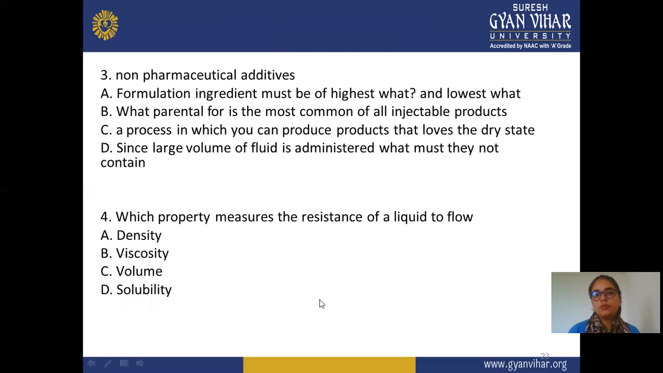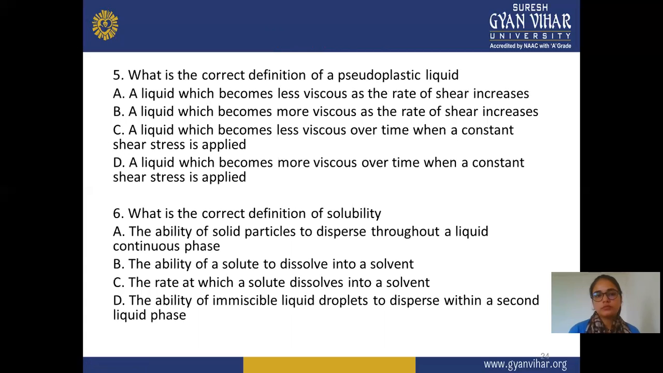Third question: non-pharmaceutical additives. A is a formulation ingredient must be highest water and lowest water. And what parenteral is the most common for all injectable products? C is a process which can produce a product in the dry state. And D is since a large volume of fluid is administered, it must not contain. In the fourth question, which property measures the resistance of a liquid to flow? A is the density, B is viscosity, C is volume, and D is the solubility.